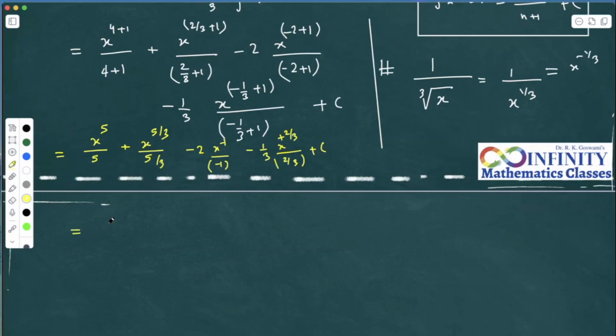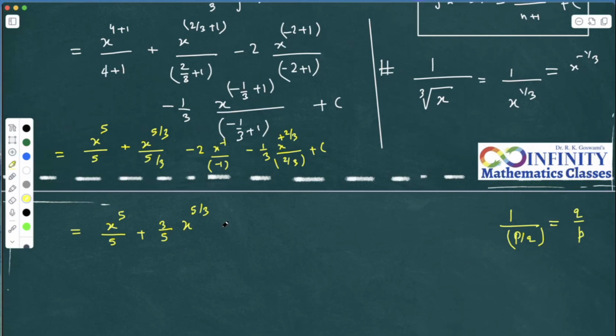We need to just write in a better format. The second term, whenever you have p over q in the denominator, it is going to be q over p always. That means whenever you divide by something, it is equivalent to multiplying by the reciprocal. So you're dividing by 5 by 3. I'm going to multiply by the reciprocal. This will write in a better format. Any doubt?